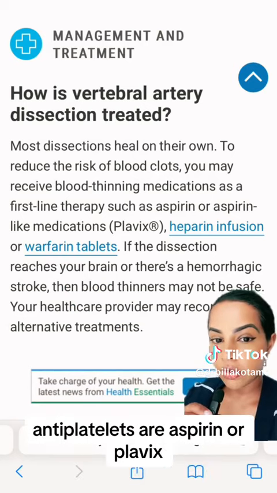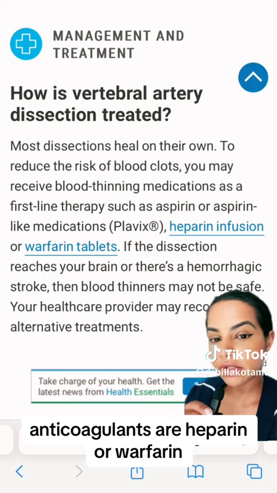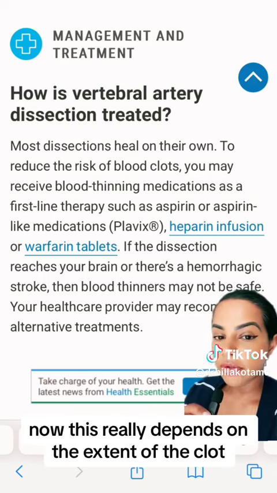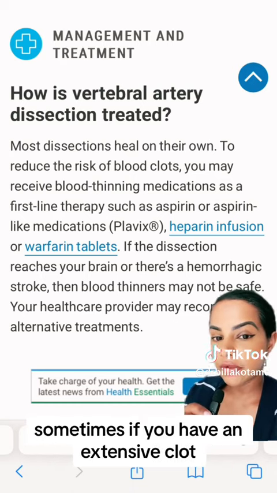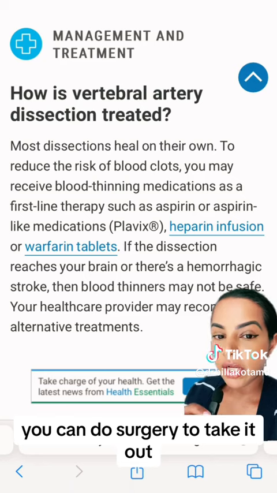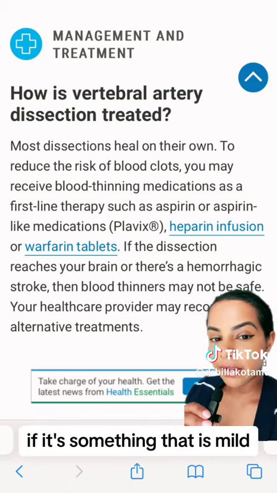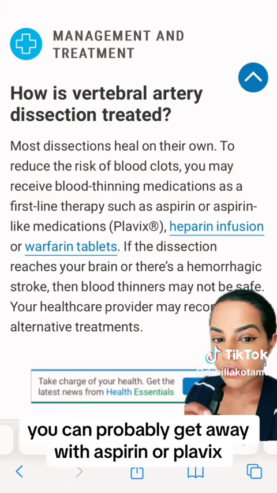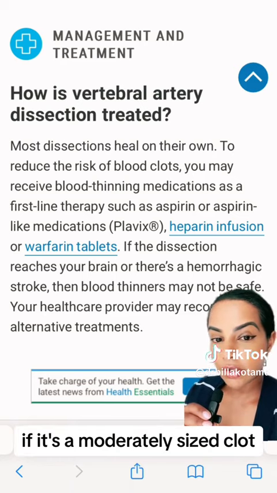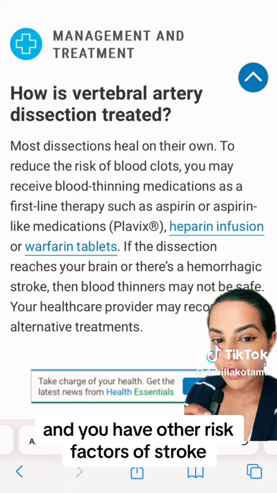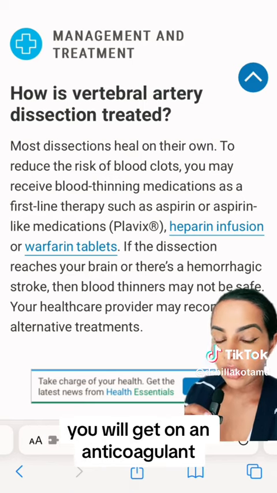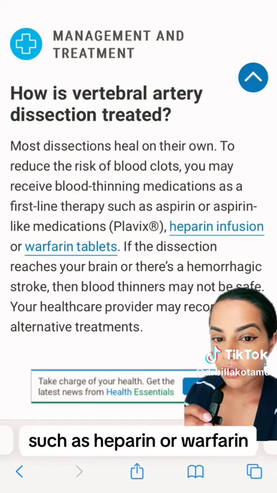Antiplatelets are aspirin or Plavix. Anticoagulants are heparin or warfarin. Now, this really depends on the extent of the clot. Sometimes if you have an extensive clot, you can do surgery to take it out. If it's something that is mild, you can probably get away with aspirin or Plavix. If it's a moderately sized clot and you have other risk factors of stroke, you will get on an anticoagulant such as heparin or warfarin.